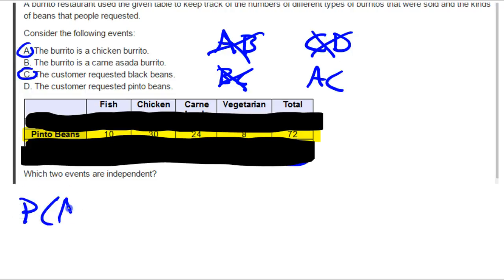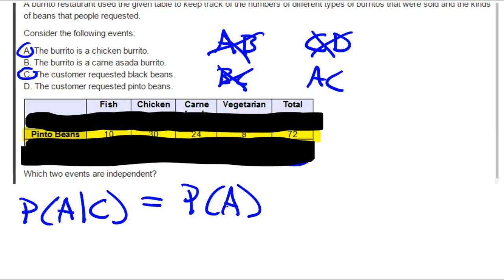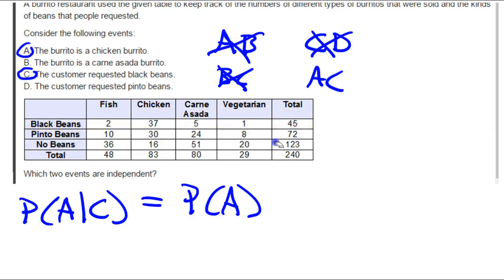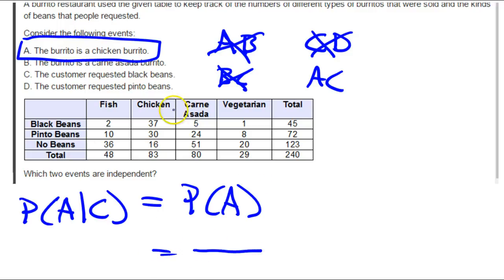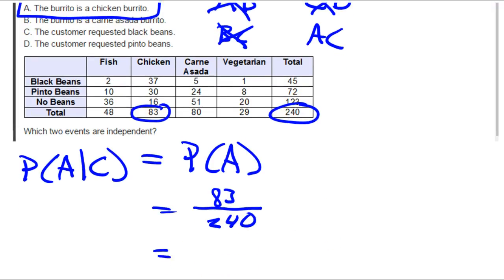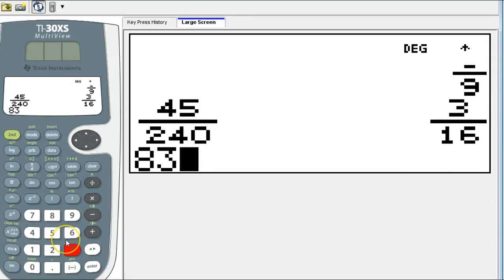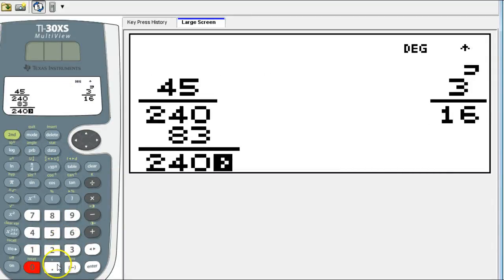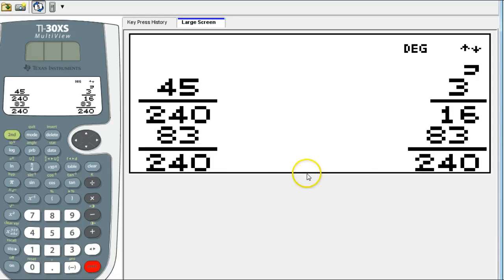What's the probability of A given C? If they're independent, that should equal the probability of A by itself. Probability of A by itself: chicken burrito. There's 83 out of a total of 240. That doesn't reduce.